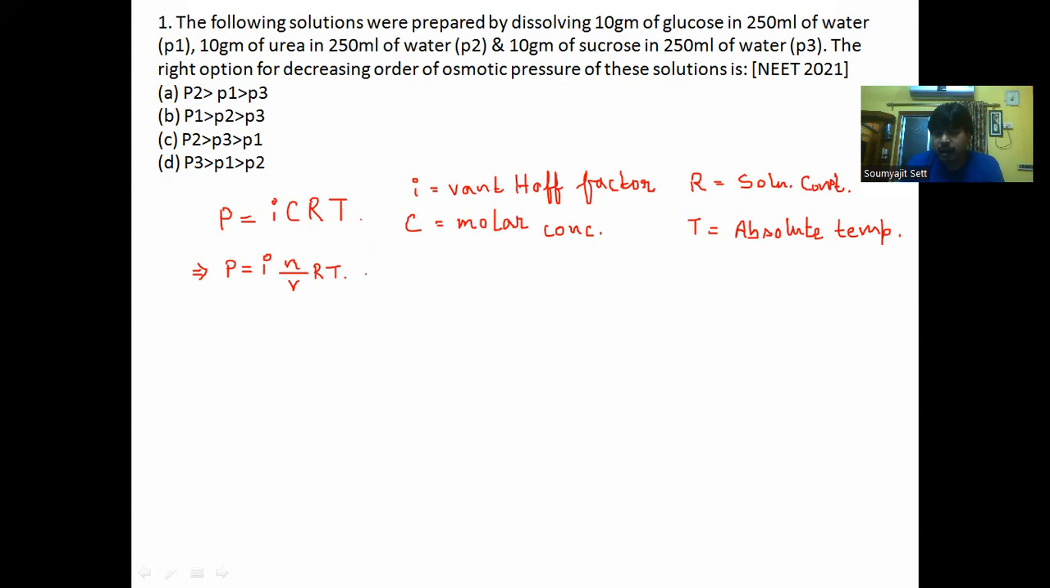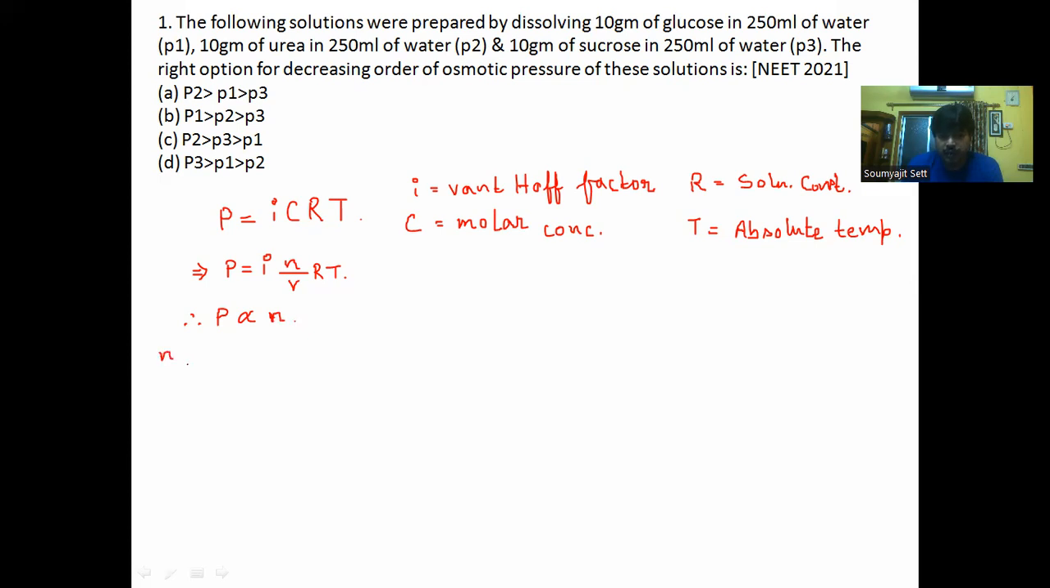Now for all the solutions here, i, V, R and T all are constant because glucose, urea and sucrose all are non-electrolyte, that is i is equal to 1, and all of them having same volume, that is 250 ml, and all are at same temperature. So we can write that P is directly proportional to the number of moles, that is n.